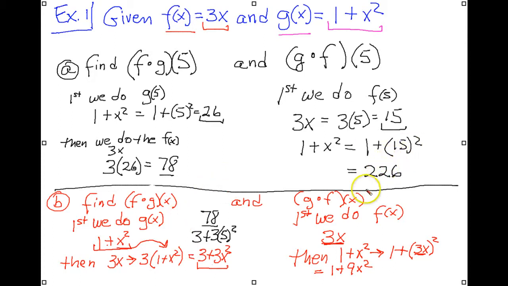Now how about this one? Again, we said x is 5. So we're going to have here 1 plus 9 times 5 squared. Well, what is 5 squared? 25. 25 times 9 is 225 plus 1, 226. So these check out. Okay, we'll be going on to example 2 and others as we go on.